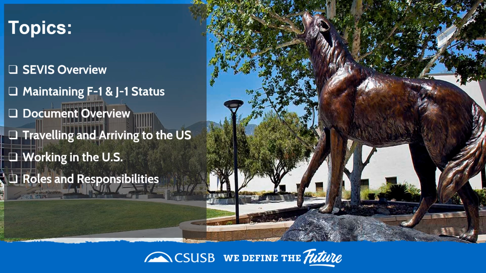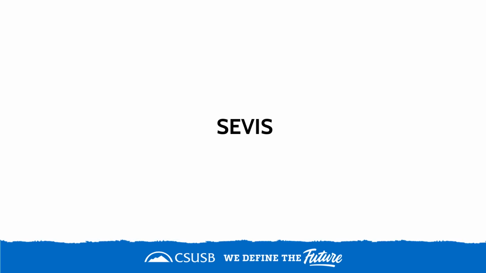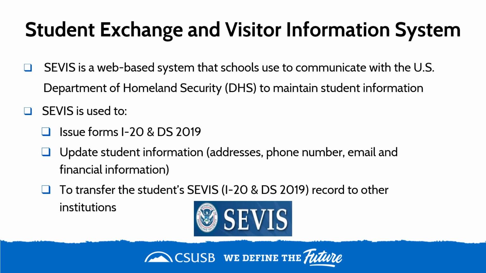Remember, although we are here to guide and support you through the immigration system, you are ultimately responsible for your own immigration status. SEVIS stands for the Student Exchange and Visitor Information System. SEVIS is the web-based system used by schools in the U.S. to communicate with the Department of Homeland Security. This is the system we utilize to issue and update the forms I-20 and DS-2019.